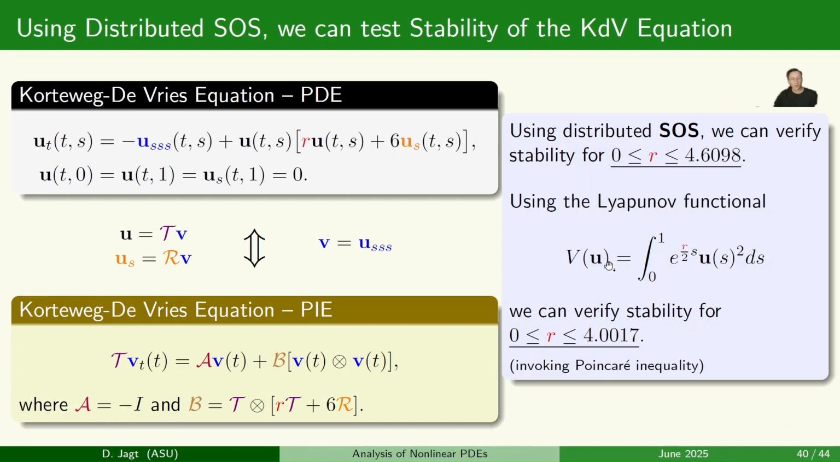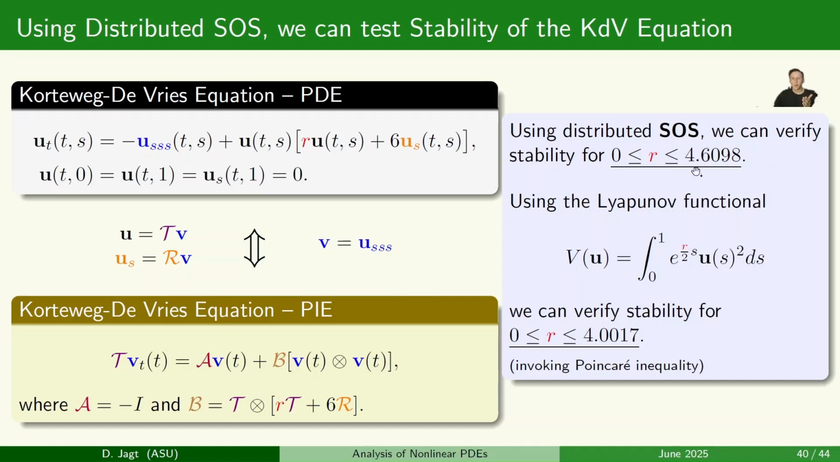Now, for the second example, we consider the Korteweg-de Vries equation, which is a third order PDE. And we've added here another quadratic term scaled by this parameter r. So we're just taking the product of u with itself scaled with this parameter r to make the system a little more interesting. Then we can construct an equivalent PI representation. And then again, we can apply our distributed SOS framework to analyze stability.